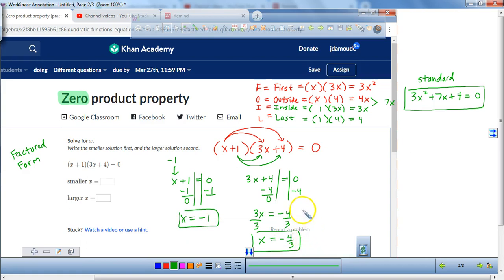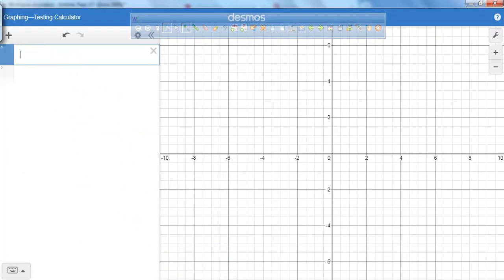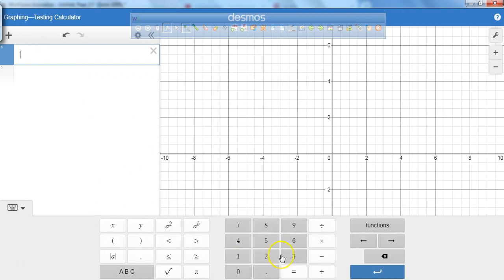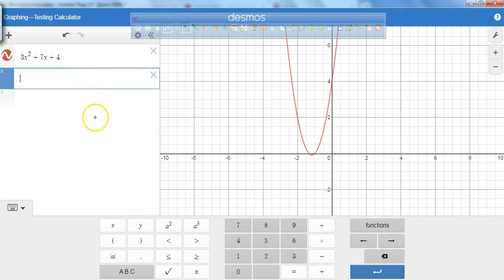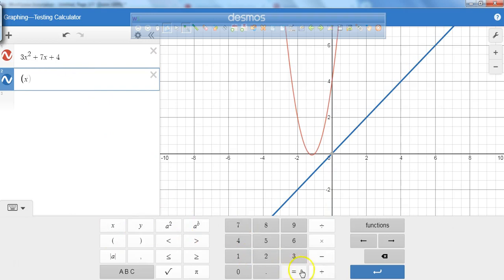Now what we're going to do is go to Desmos. We're going to type this in because I want you to see that this factored form is actually the same quadratic function as this standard form. So we'll go to Desmos. We'll type in 3x squared plus 7x plus 4. And then we're going to type in parentheses x plus 1.